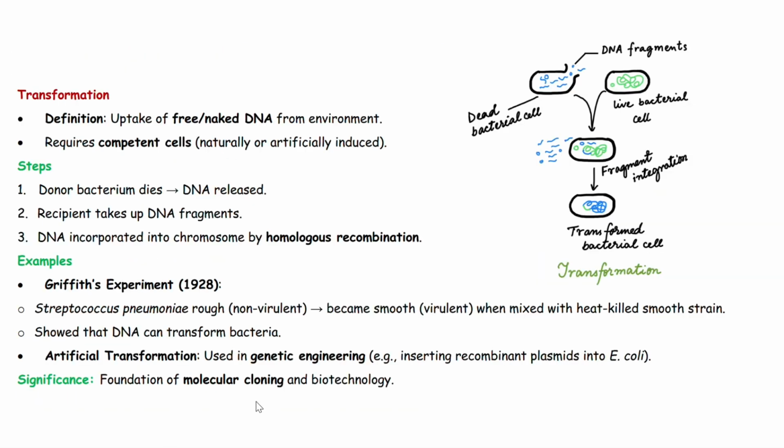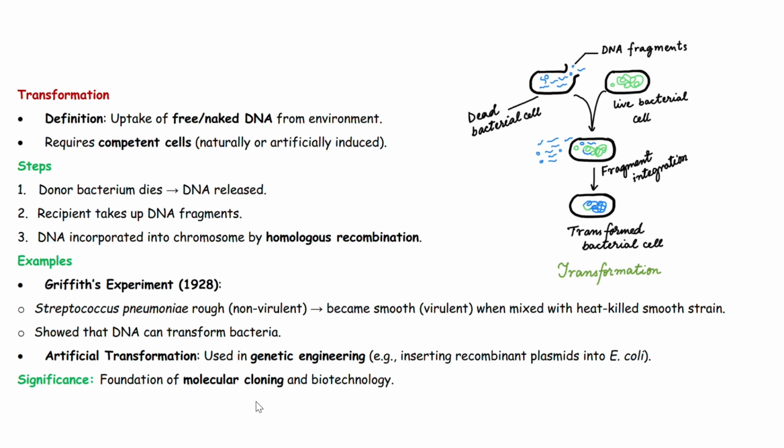Now let's move on to transformation. Transformation is the process where a bacterium picks up free DNA directly from its surroundings. This usually happens when other bacteria die and break apart, releasing their genetic material into the environment. If a living bacterium is in what we call a competent state, it can take up this naked DNA. Once inside, the DNA can join with the cell's own chromosome through the recombination process. And if it carries useful traits, the bacterium gains new abilities.